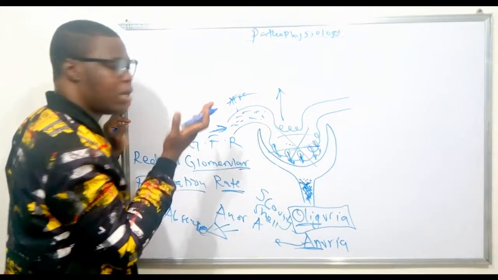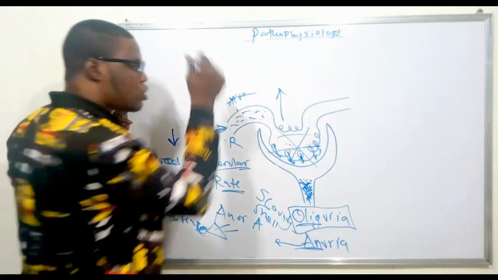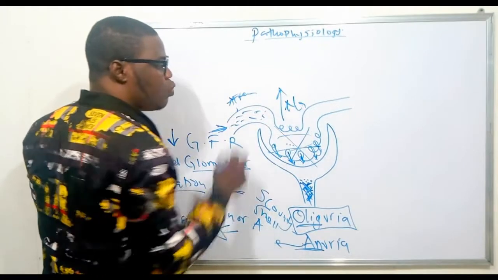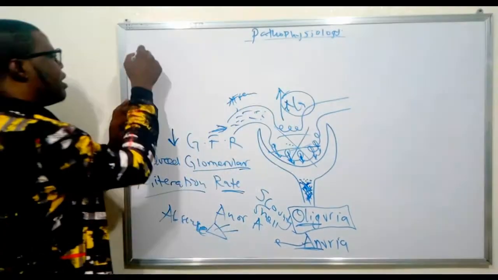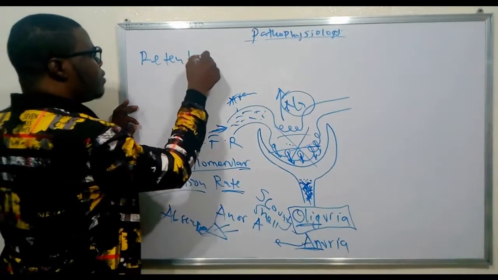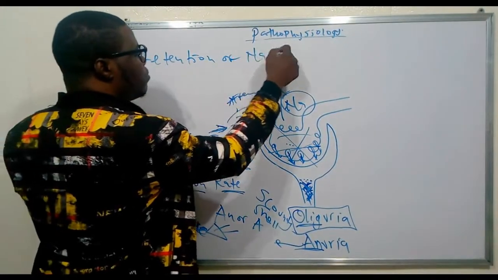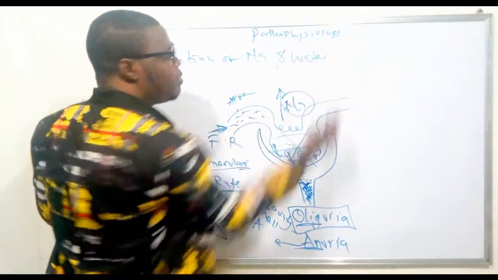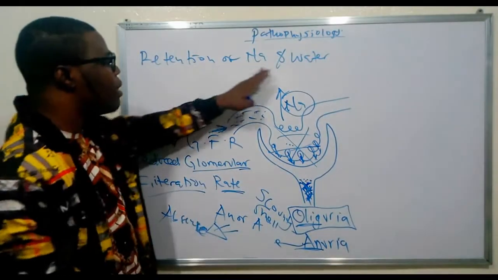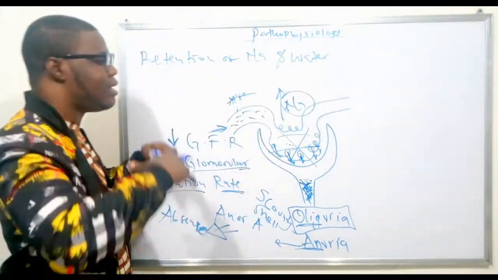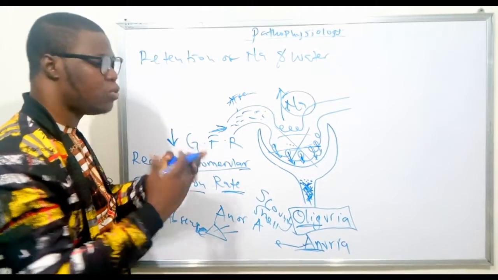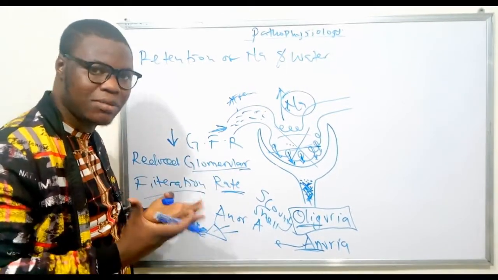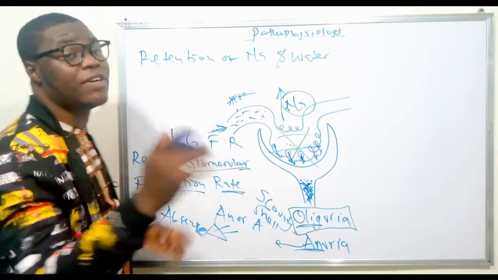Within the body. But anywhere that water is rushing to, sodium will be rushing back there as well. Which means there is going to be retention of sodium and water. Retention of sodium and water within the body. And now, when sodium and water are within the body, they are going to lead to build-up of fluid within the body system. So we call that cardiovascular overload.